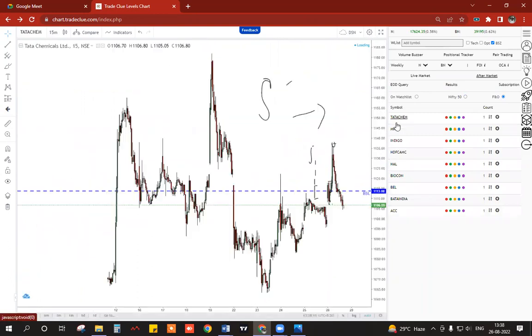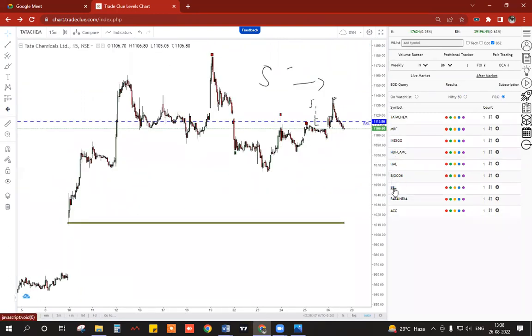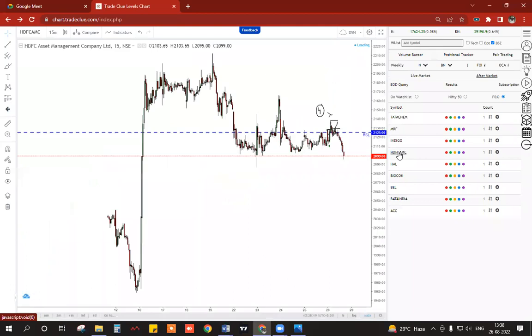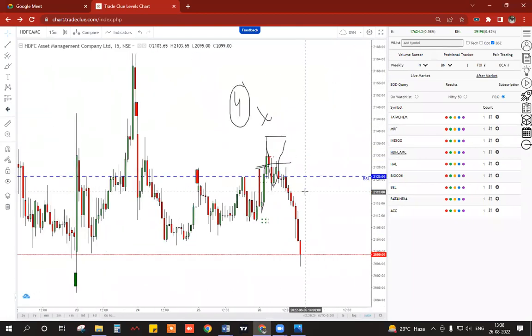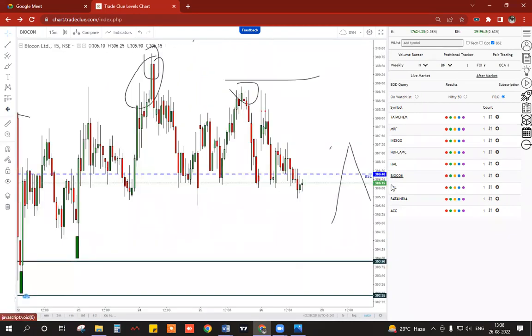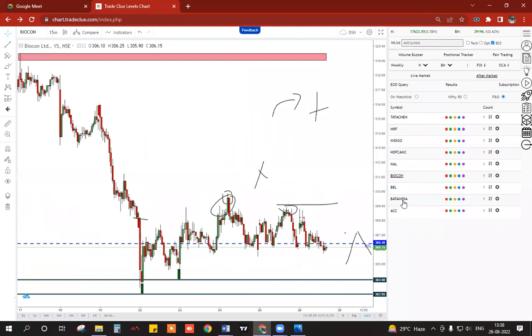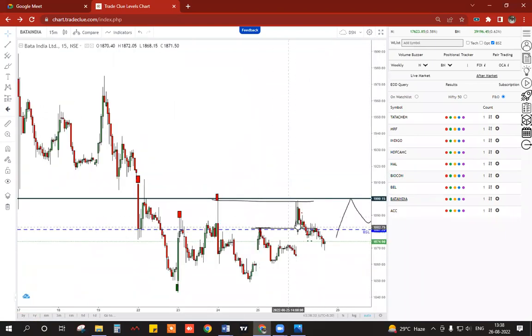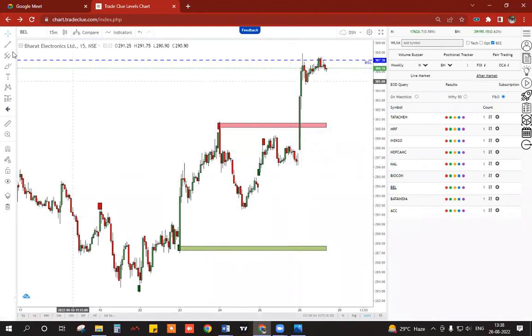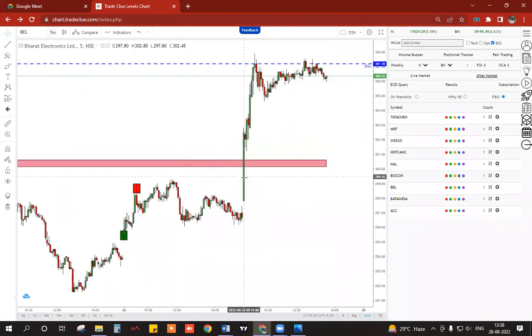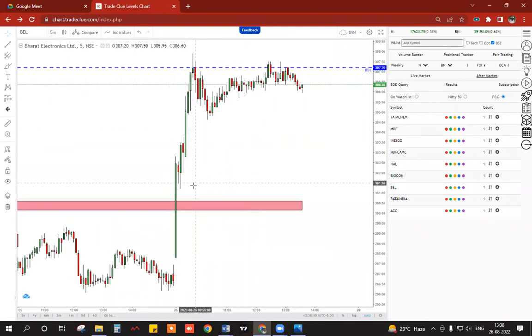So there was Tata Chemicals, there was BEL, HDFC AMC, but eventually the price pattern was not proper. Why? Because 5 to 6 candles were in line. And then it was Biocon, which was also range bound. And it was Bata, which gave me a quick breakout on the upper side, and BEL was picture perfect, right? A proper 5-minute swing low pattern was made, a swing or a kind of inside bar pattern.